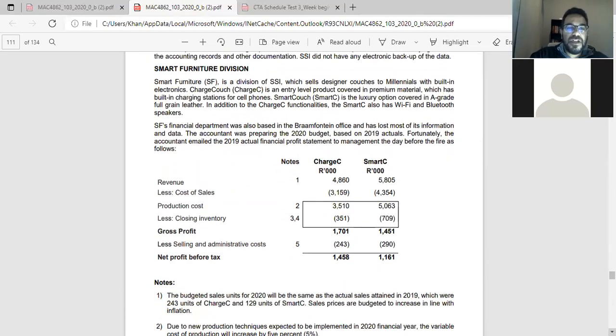So Smart Furniture Division. Smart Furniture is a division of SSI which sells designer couches to millennials with built-in electronics. So it sells couches to millennials. Charge Couch is an entry-level product covered in premium material which has built-in charging stations for cell phones. Smart Couch is the luxury option covered in A-grade full grain leather. In addition to the Charge Couch functionalities, the Smart Couch also has Wi-Fi and Bluetooth speakers.